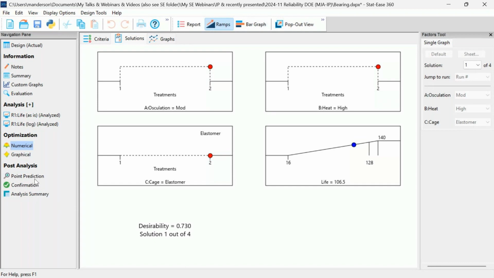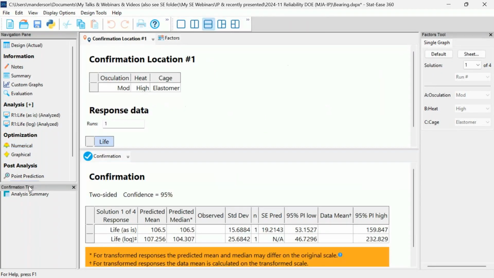So the range of this, if we were to look at our confirmation node, and normally what I suggest is to do maybe 6 confirmations, make up bearings with these new conditions. And then you can see that the prediction interval is actually quite wide, because at that high level, the life will vary quite a bit more. And so that's the reason why we didn't actually see a significant advantage to the plastic / elastomer, but it was cheaper.